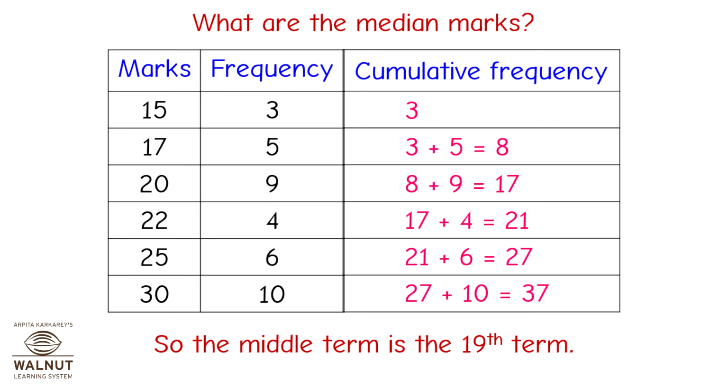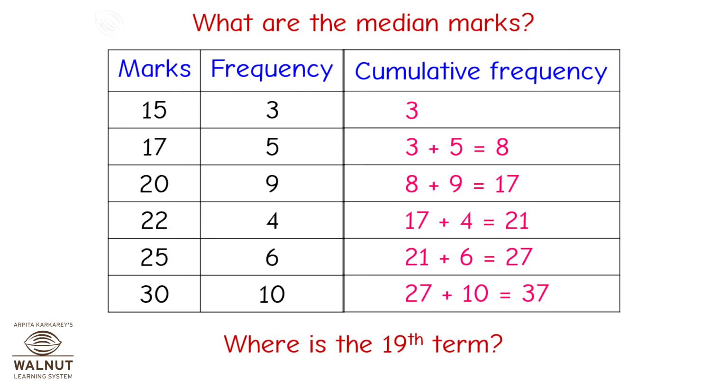So, the middle term is the 19th term. Where is the 19th term? The 18th to 21st terms are here. The value of each is 22. So, the median is 22. The median marks are 22.